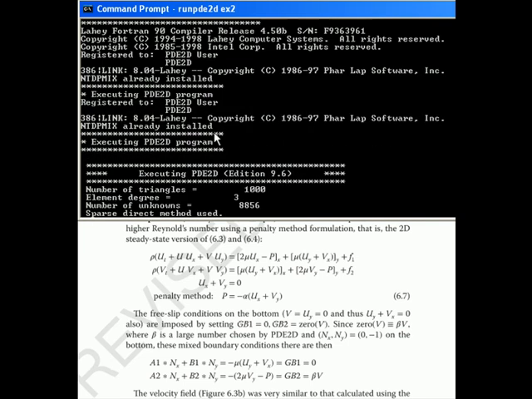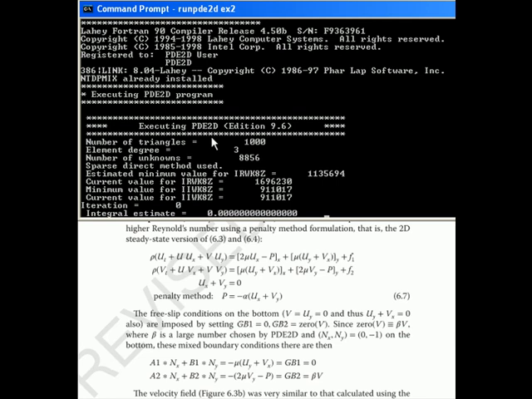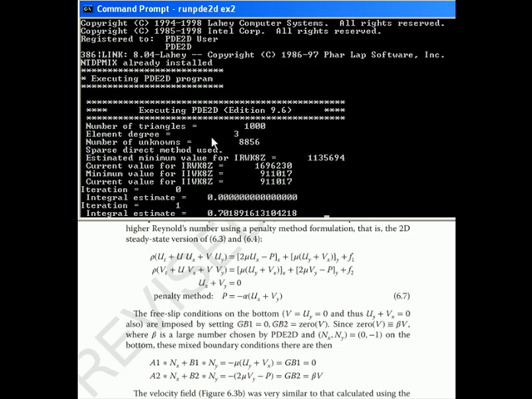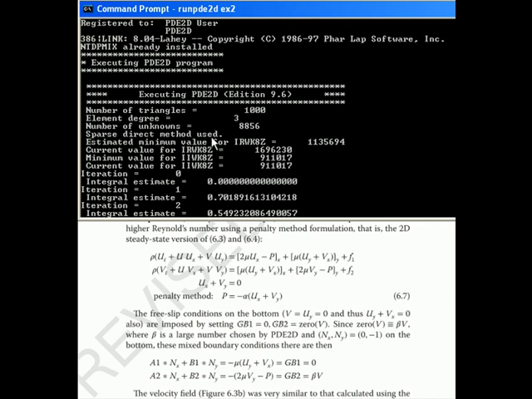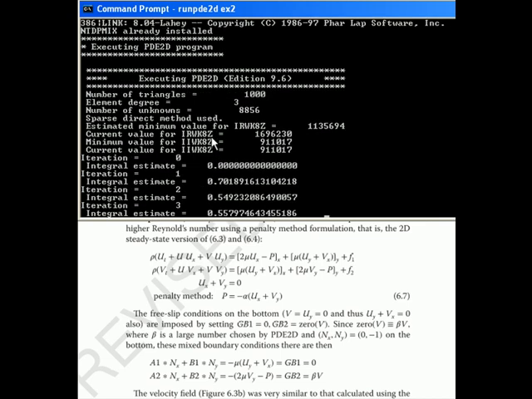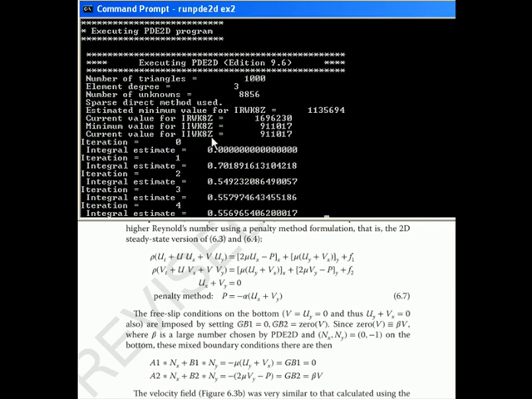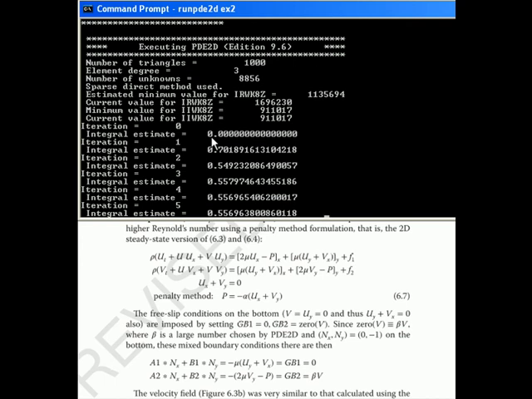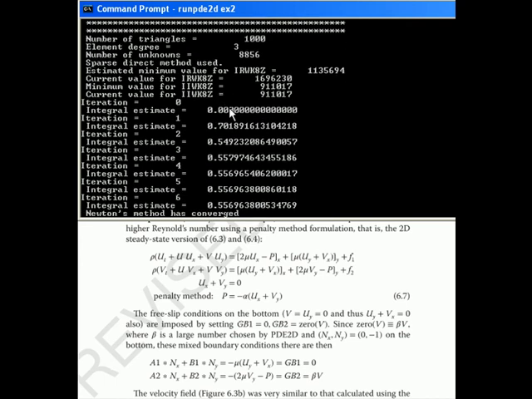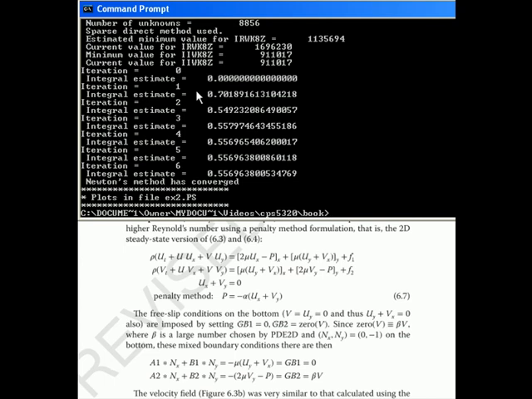Initial conditions. It's more nonlinear now, and it seems to be working still. The integral of vorticity is different, but it's a different problem. I assume that's correct. And it still converges. And let's look at the velocity field again.